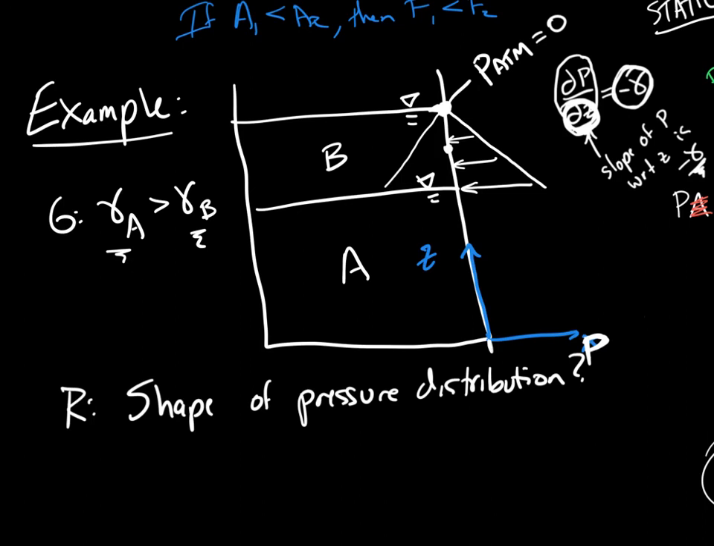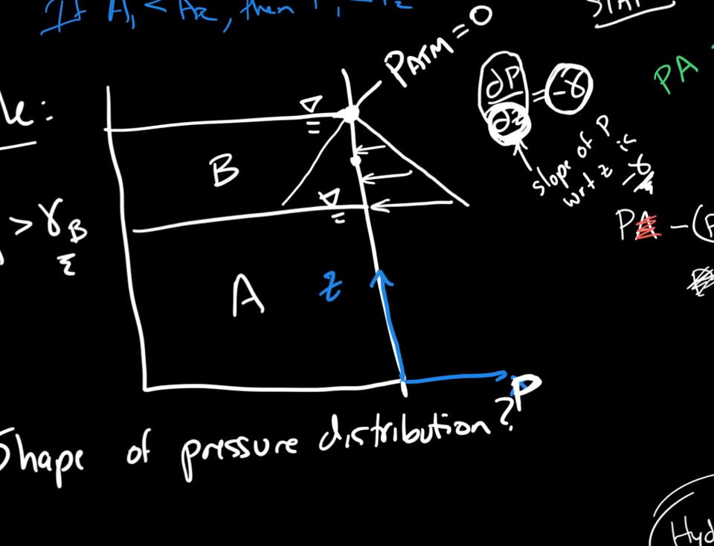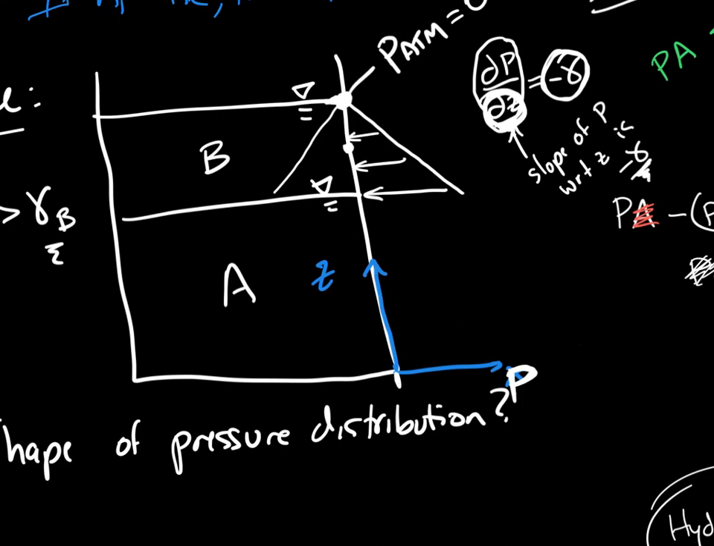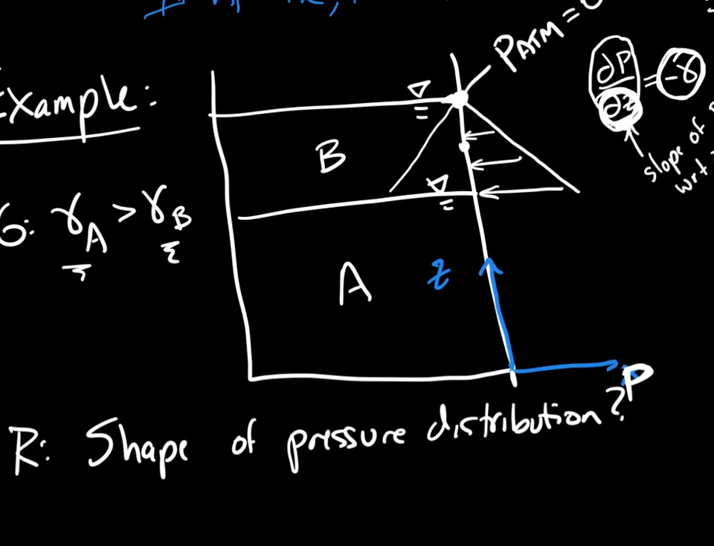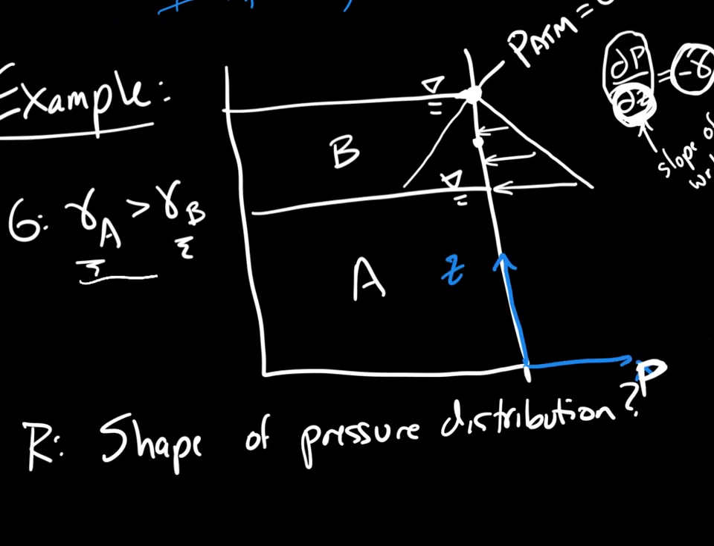But it's a plot, not a picture. Okay, so then, what happens as we move further into this problem? Now we hit fluid A, and we note that fluid A is more dense than fluid B based on this. Or its specific weight is greater.